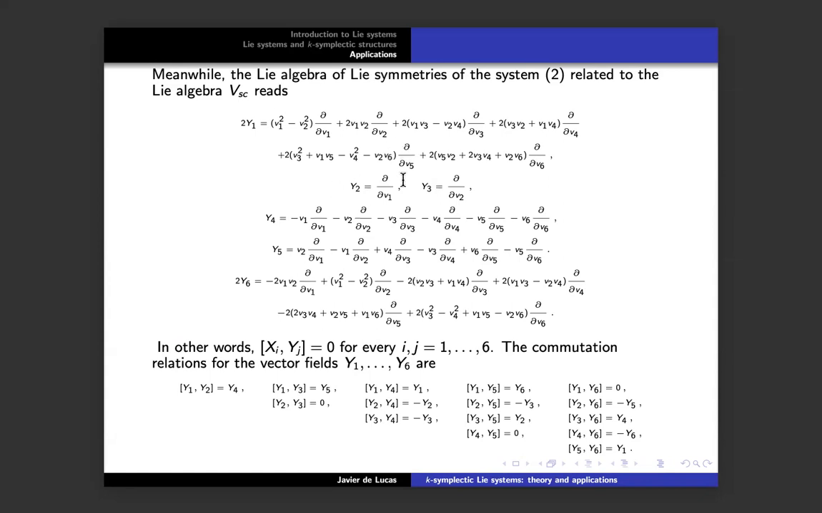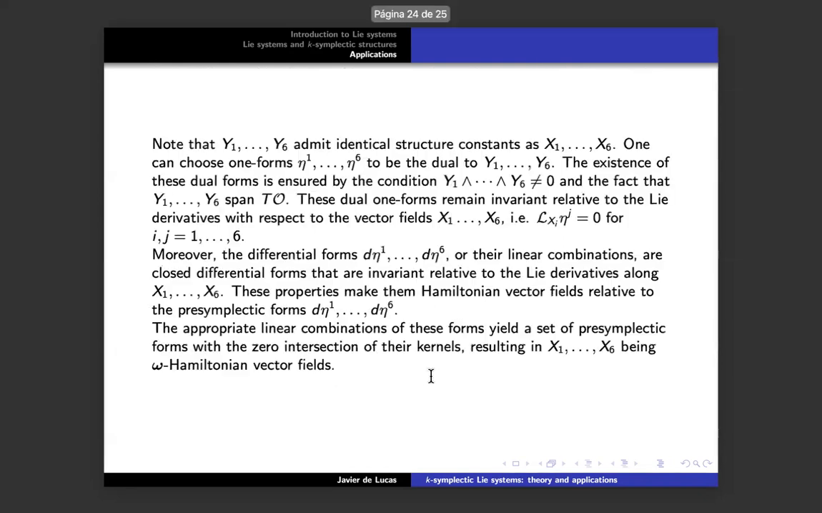And the funny thing is that this Lie algebra is exactly the same as before. It turns out that the Lie algebra of Y1 to Y6 is described such that it has exactly the same structure constants as X1 to X6. This means that if the Lie bracket of X1 and X2 is X2, for example, the Lie bracket of Y1 with Y2 will also be Y2. This is the same way of commuting.